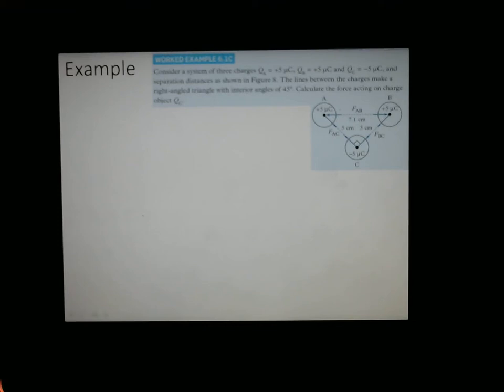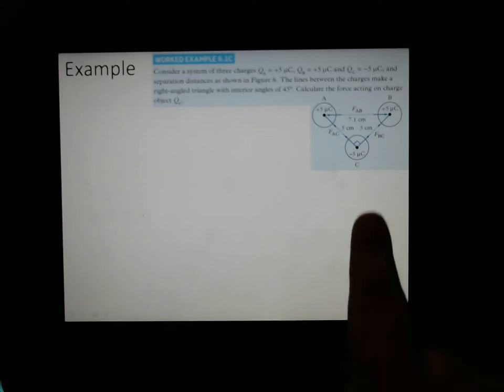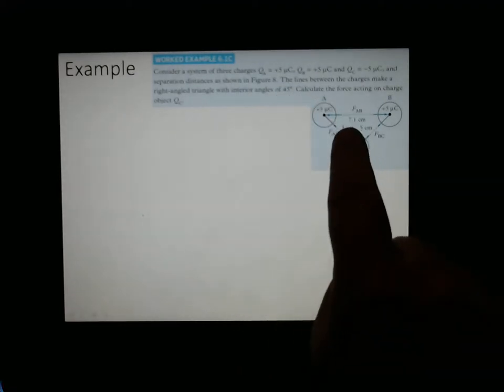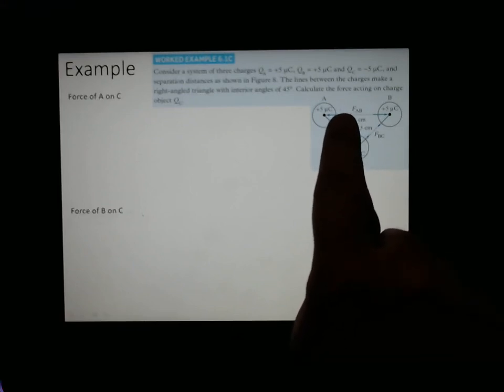Now, the distance between A and B won't matter for this one because we're looking at the force on object C, but we're going to use it for example D next. And they're told here that it makes a right-angled triangle, and the 2 interior angles, as said in the question, is 45 degrees. They mean these angles up in here.